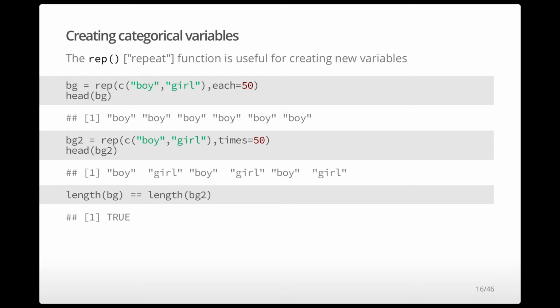If you say rep boy, girl, times equals 50, that will still give us a vector of length 100. Except instead of going 50 boy, 50 girl, it'll go boy, girl, boy, girl, 50 times. Sometimes you want one, sometimes you want the other. They're both 100.